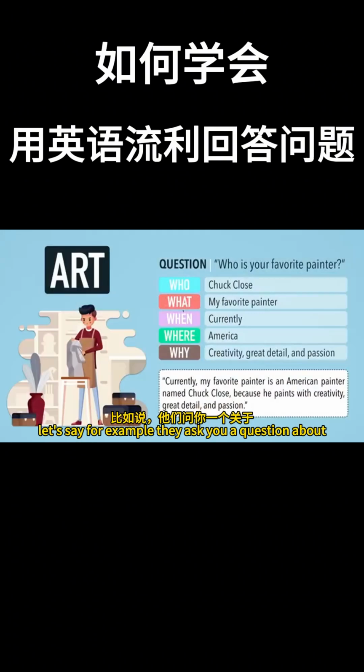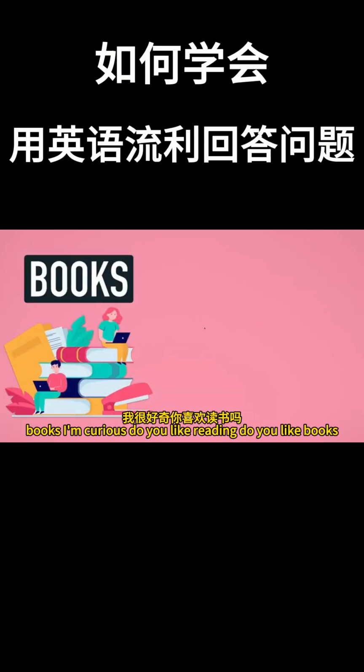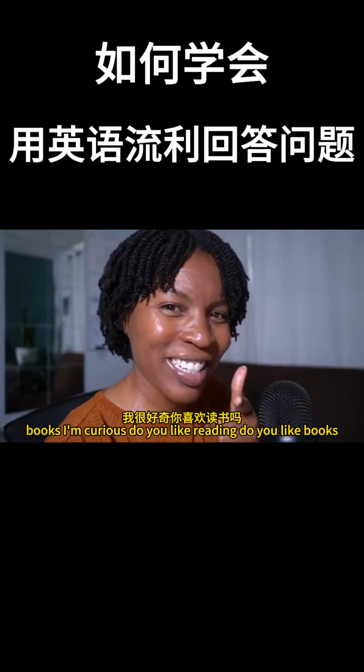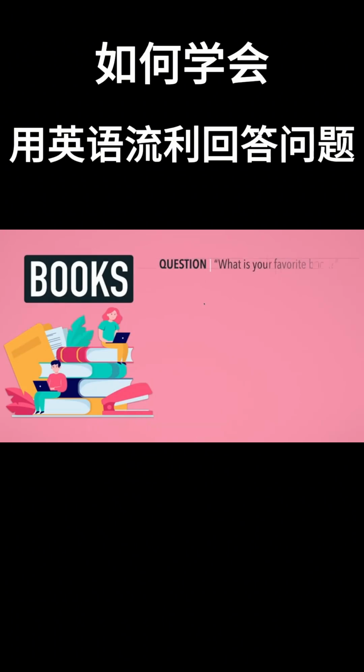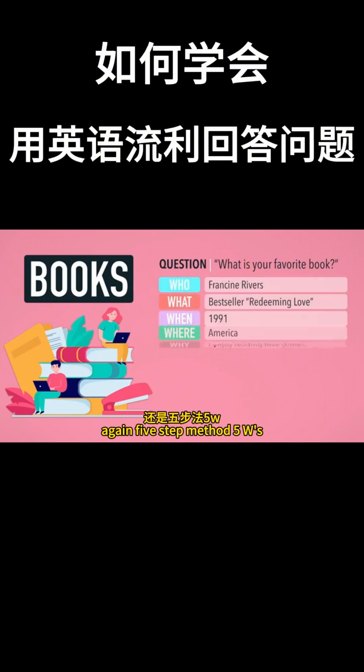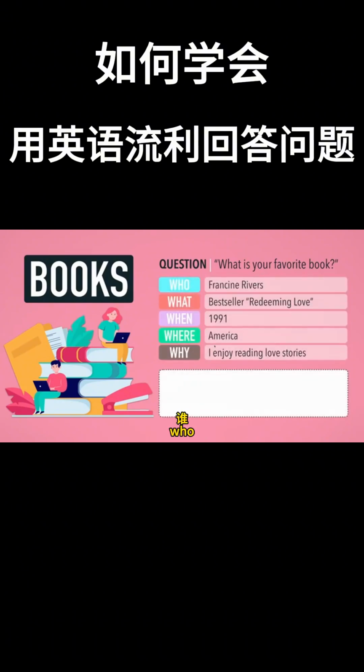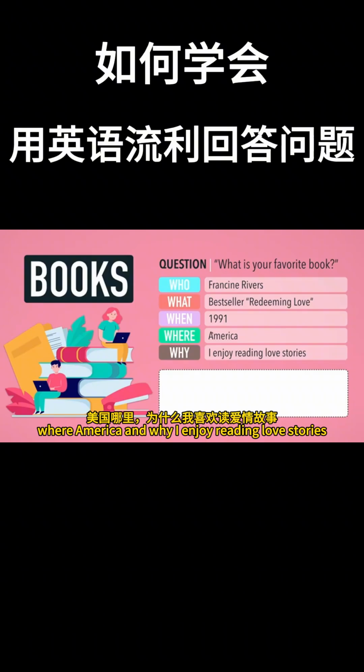Let's say, for example, they ask you a question about books. I'm curious, do you like reading? Do you like books? Let me know. All right, so let's say the question is, what is your favorite book? Again, 5-step method, 5 W's. Who? Francine Rivers. What? Bestseller, Redeeming Love. That's the name of the book. When? 1991. Where? America. And why? I enjoy reading love stories.